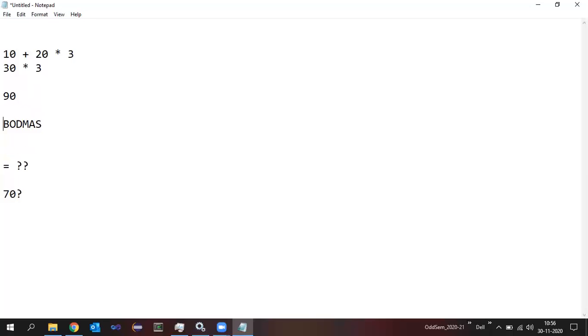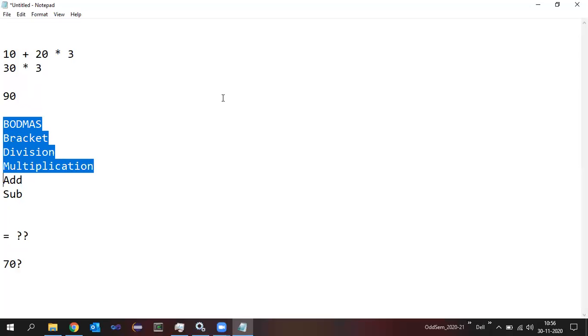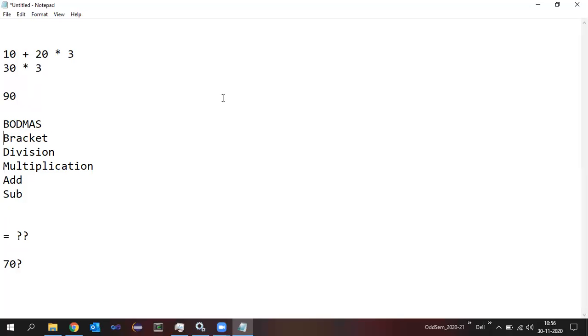So B means bracket of, D means division, M means multiplication, then addition, then subtraction, right? In this way, we need to perform. What we actually mean by this is that there is an importance, or priority, given to each of the operations when we have multiple operations involved.